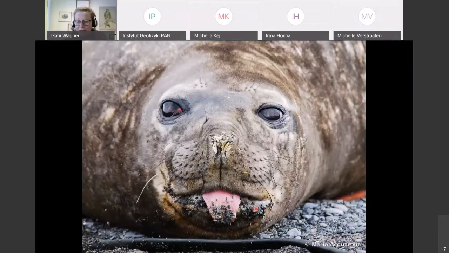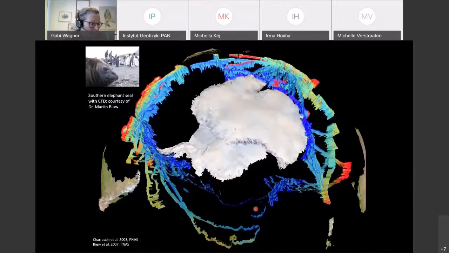Here's another example of a marine mammal. This is a southern elephant seal, so we're now talking about the Antarctic very briefly, but just to give you an example, this is a very nice migration route plotted by my friend Martin Biuw. So he equipped the elephant seals with this little satellite marker that measures not only position, but also how deep the animals dive. And you can see that the animals follow along the ice rim around the Antarctic.